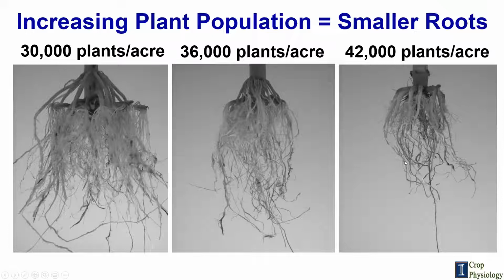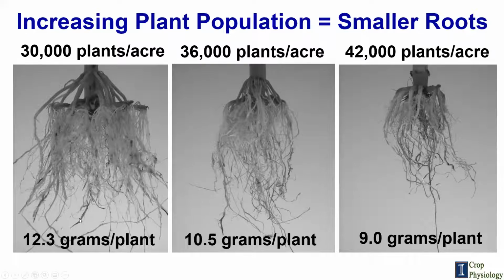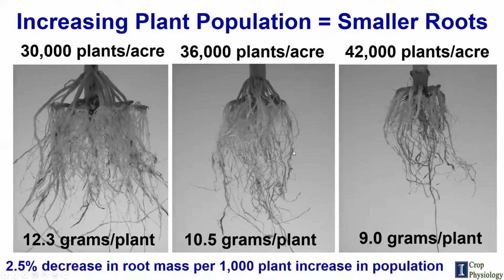And these would be from 30-inch rows, the same hybrid. What we find, and we've done multiple studies over the last couple of years, you can weigh them as well and not just get the visual, but the actual biomass here. What we find is that for every 1,000 plants you increase, you lose 2.5% of your root mass per plant. And if you look at that 400 plants per acre per year, well, that's 1%. So every year we are losing 1% of our root system because we're pushing plant populations.